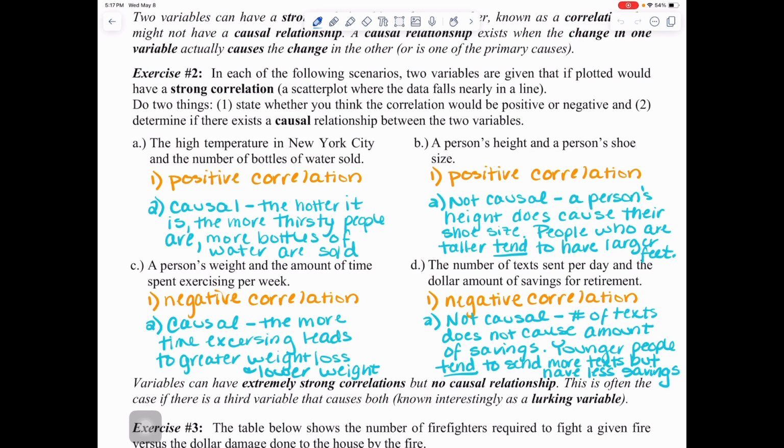As the temperature goes up, the number of water bottles sold goes up because as it gets hotter, people are more thirsty. That's what's causing it. So this is a causal relationship.